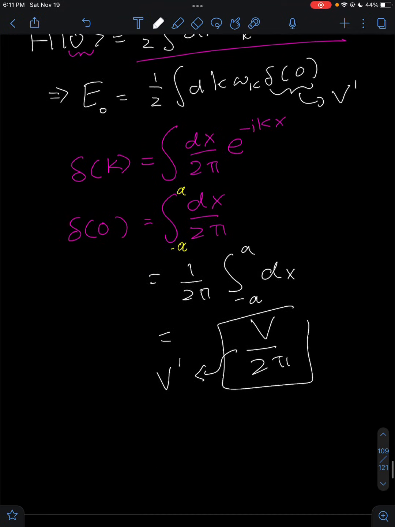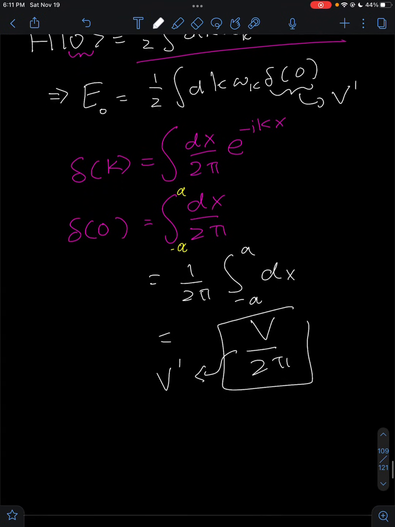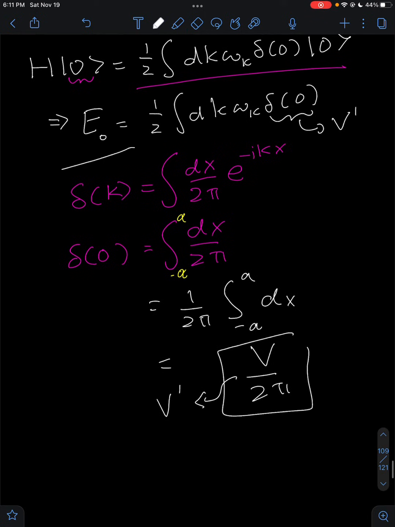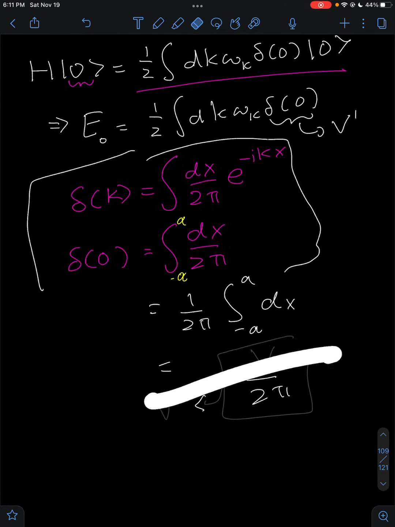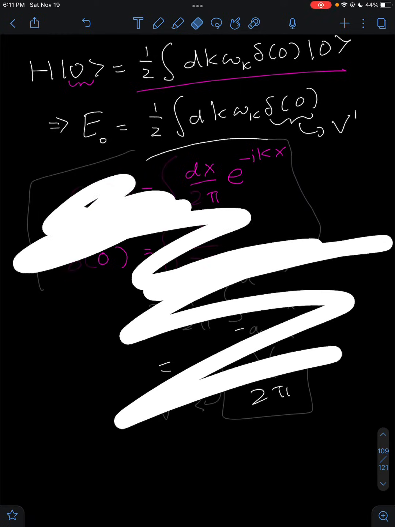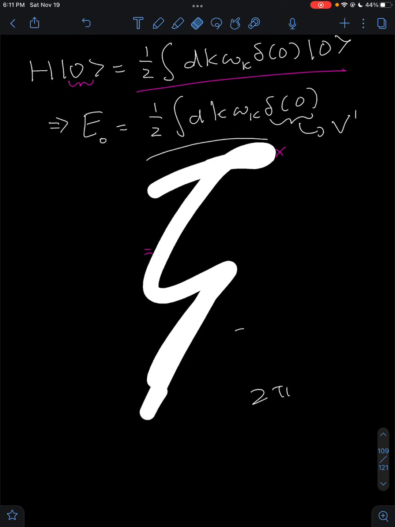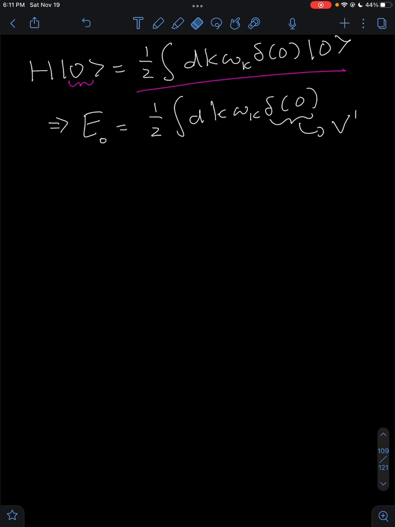And that's how we can get rid of that delta function, by just using the property that a delta function is equal to the integral of those plane waves, and then taking a finite volume. So we've made the expression finite now, but there's still a problem.